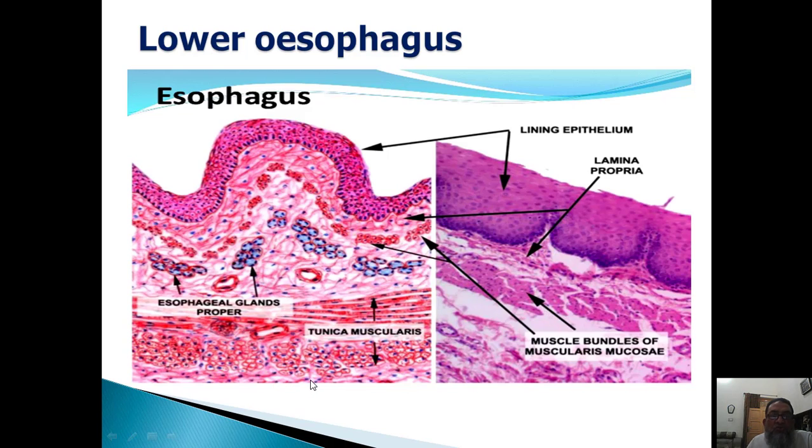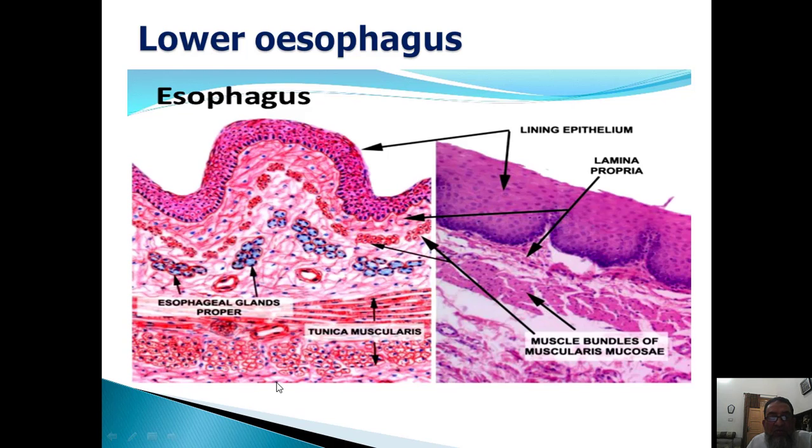Outermost in this case is now serosa, because the lower 1/3 of the esophagus is covered by the peritoneum of the stomach. So the peritoneum is covering the lower part, so the outermost covering will be serosa, containing the connective tissue with the squamous cell outermost. Squamous cell, which is known as the mesothelium. It is known as the mesothelium.